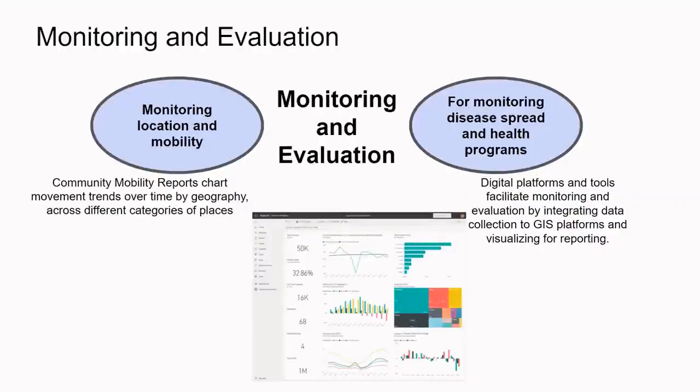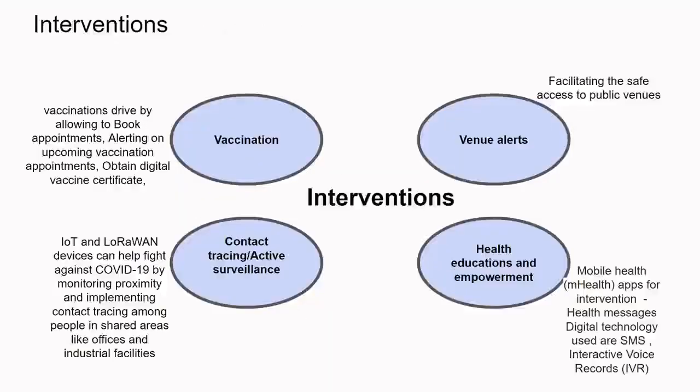Then we have to continue with monitoring and evaluation. We have to both monitor the progress of the threat or the disease, and we also have to monitor the interventions, to identify the effectiveness of those interventions. Then regarding interventions, in order to break the vicious cycle, we have to intervene at some point.